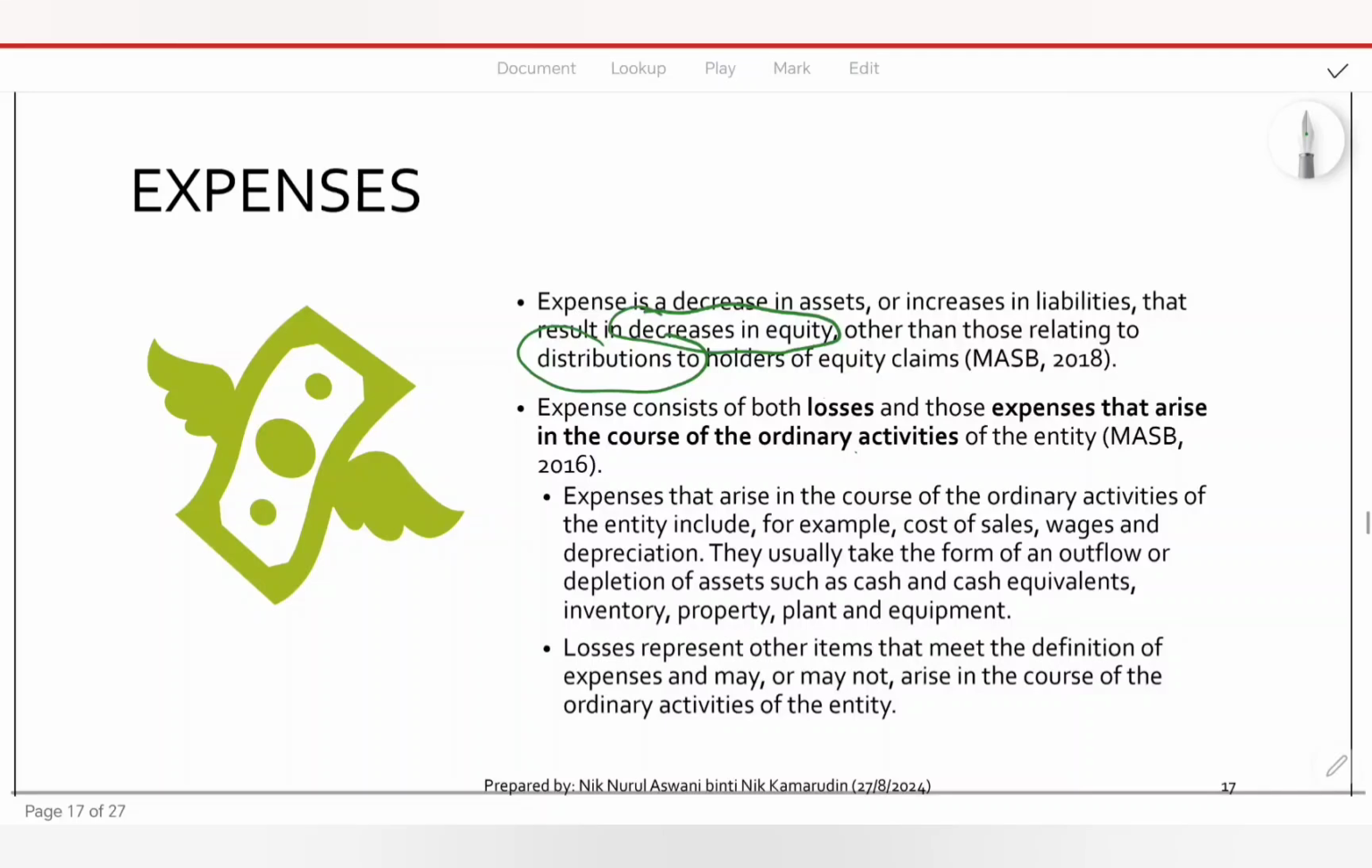Expenses that arise in the course of the ordinary activities of an entity include cost of sales, wages, and depreciation. They take the form of outflow or depletion of asset. Losses represent other items that meet the definition of expenses and may or may not arise in the course of ordinary activities of the entity, for example, loss on disposal of asset.